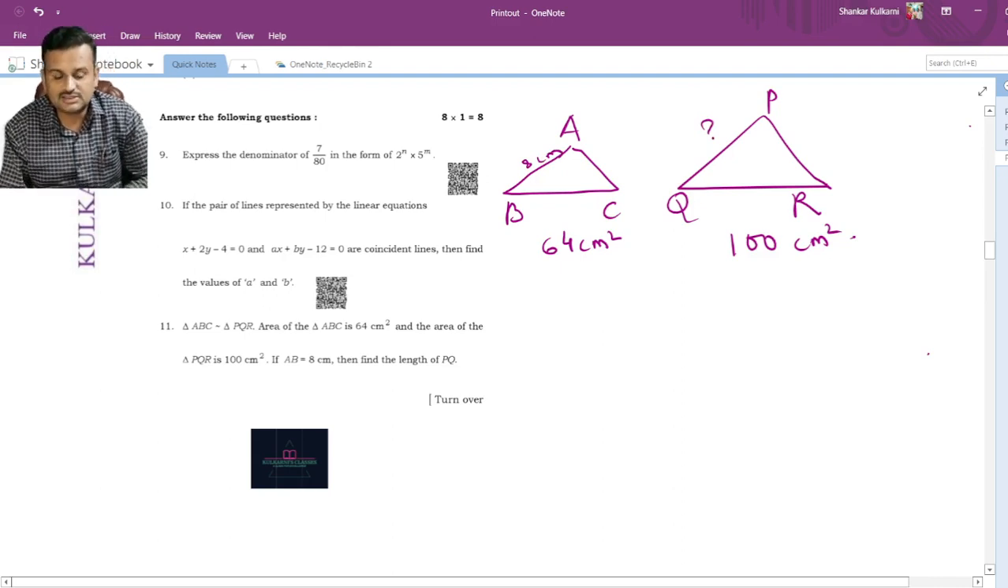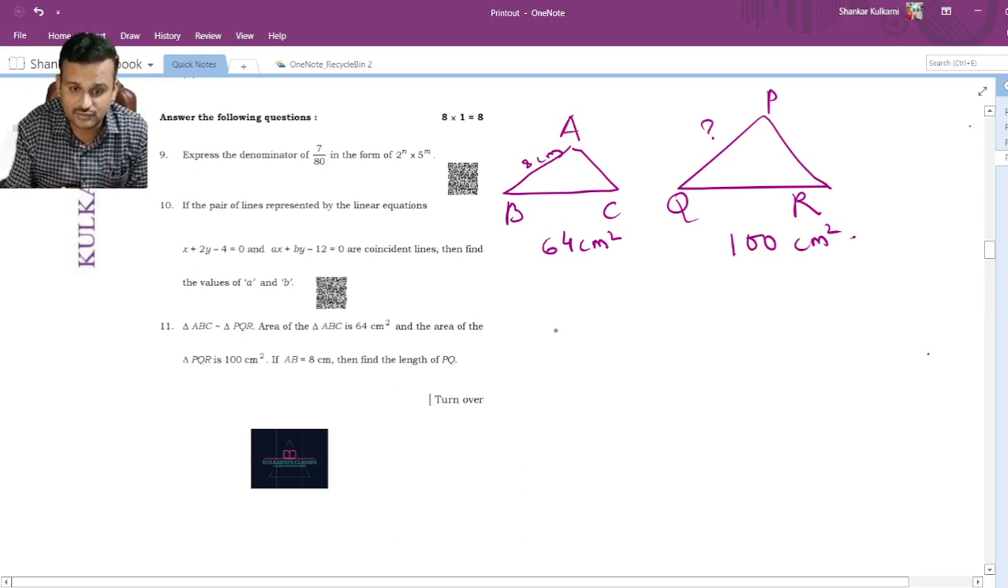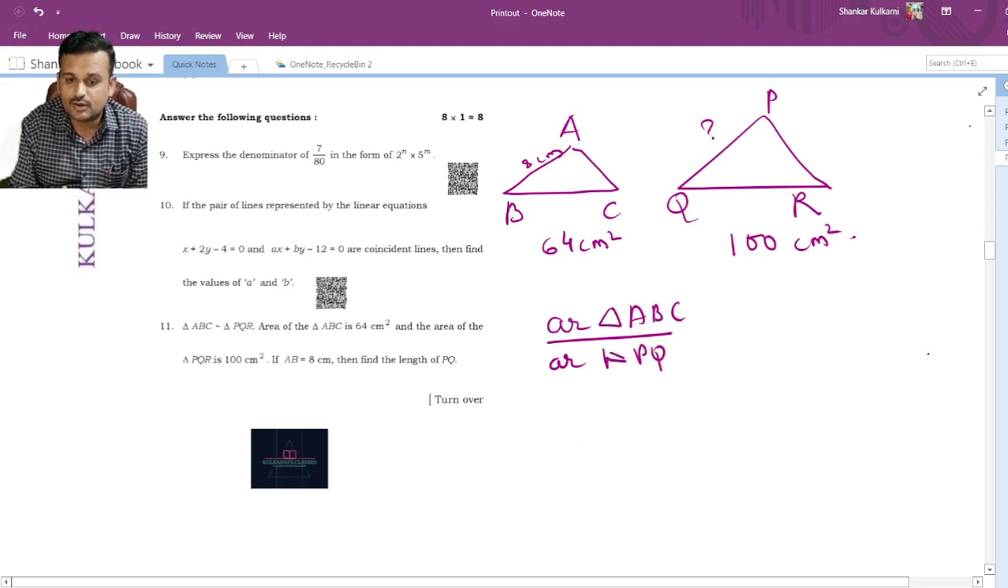So what our theorem tells us: in similar triangles, the ratio of the areas of similar triangles is equal to the ratio of the squares of the corresponding sides. I will just repeat. Ratio of area of similar triangles means area of triangle ABC by area of triangle PQR. This is the ratio of the areas of two similar triangles. This should be equal to the square of the ratio of the corresponding sides. Means we should go for AB square by PQ square, because AB and PQ are the corresponding sides.